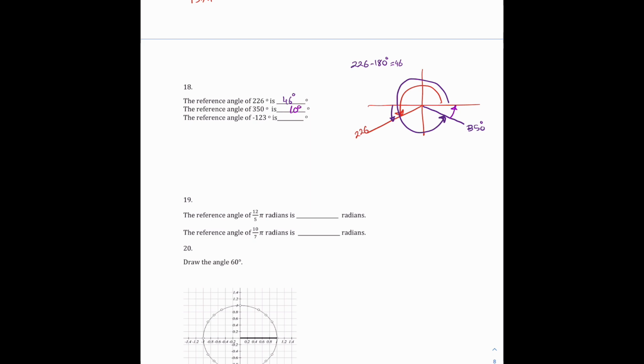Finally, we need to find negative 123. Negative 123 is in the third quadrant. This is approximately negative 123 degrees. To find the reference angle, we need to find that much of an angle, which means if we take 180 and then minus 123 degrees, it's negative anyway, so that is the negative here. And that is going to give us the answer, which is 57.